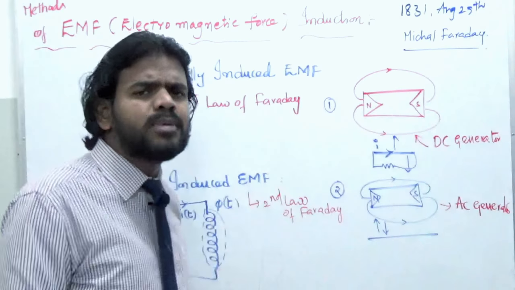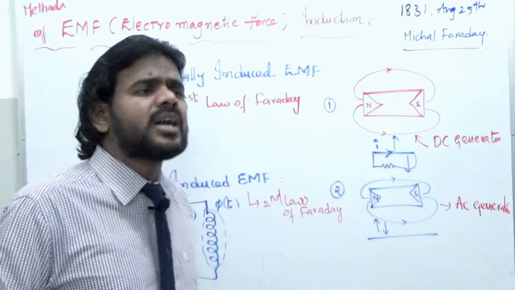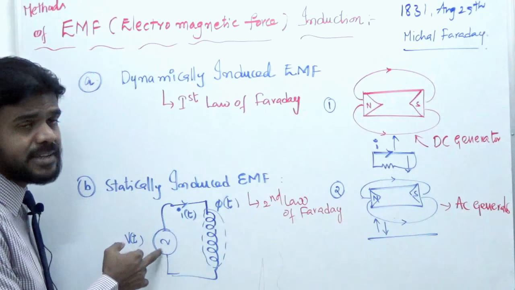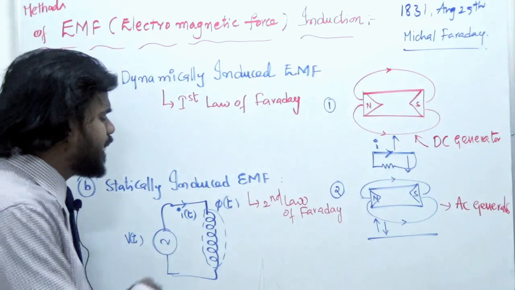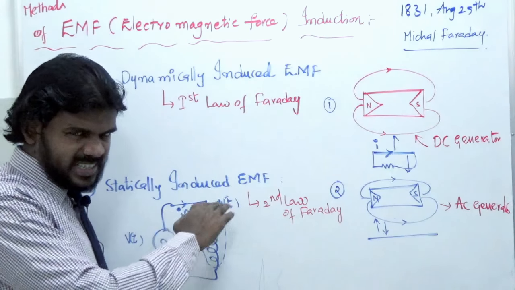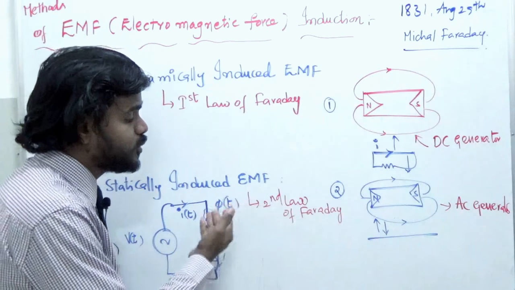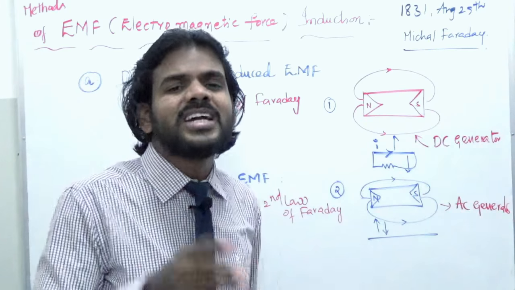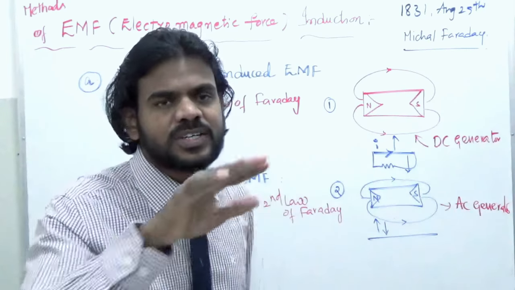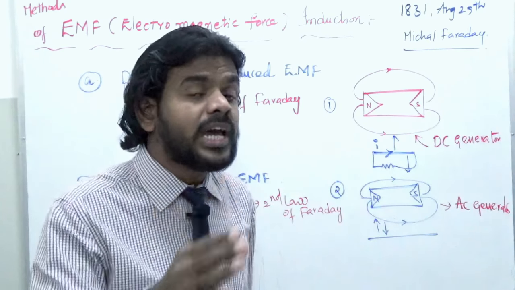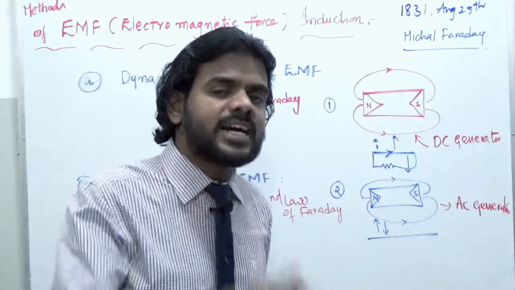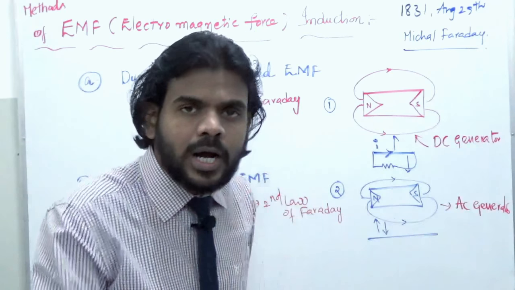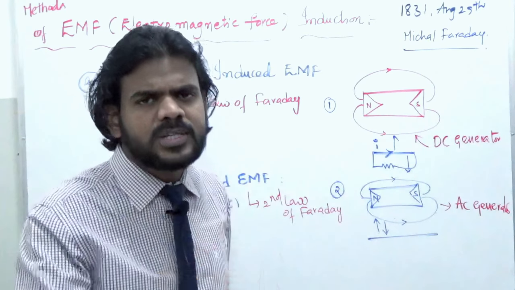Let us take an example. If you assume that you are giving a battery supply instead of AC supply, a DC supply, then what happens? There will be a DC current. DC current will produce DC flux. What is DC flux? It doesn't change with respect to time. When it doesn't change with respect to time, Faraday's law will not be proved. If Faraday's law is to be satisfied, there should be a flux linked with the conductor or coil which is continuously varying with respect to time.